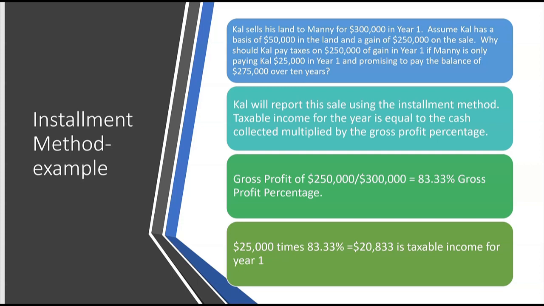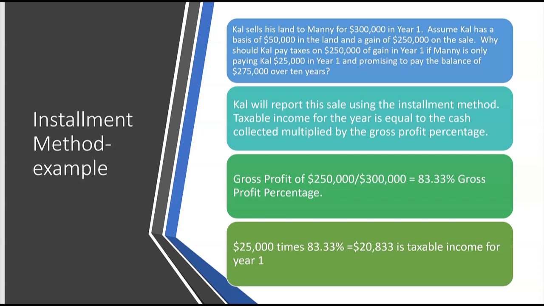We got Cal sells his land to Manny for $300,000 in year one. Assume Cal has a basis in the land of $50,000, and so that means he has a gain of $250,000, right? Because the basis is $50,000 and he sold it for $300,000. Why should Cal pay taxes on all $250,000 of gain in year one if Manny is only paying Cal, let's say, $25,000 in year one and promising to pay the balance of $275,000 over 10 years in installment payments? Right? If Cal got all his money in year one for the sale of the land, then there would be no need for the installment method rules.